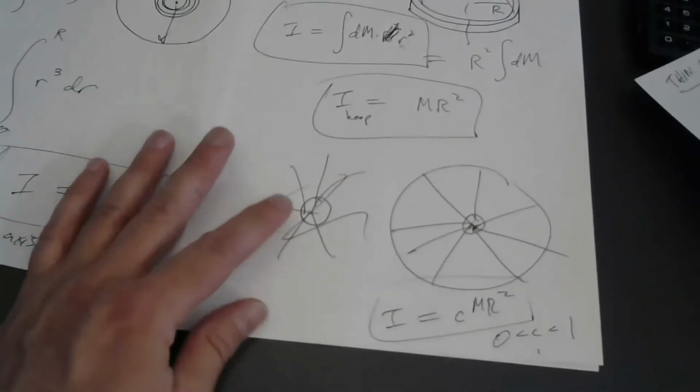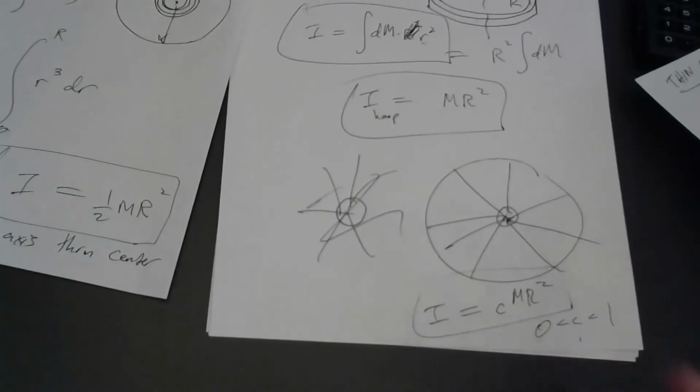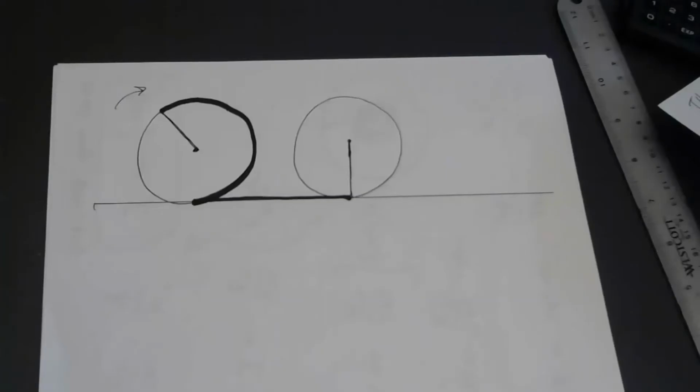So this is going to show up often. A circularly symmetric object where big R is the outer radius of the object, your overall moment of inertia is going to be some constant times mr squared. And that allows you to do some general calculations, which is what we should do next.